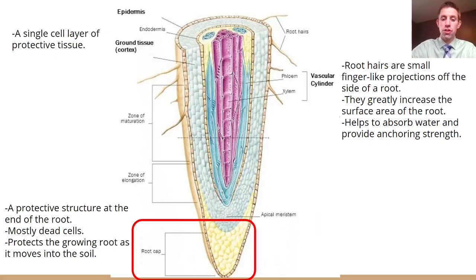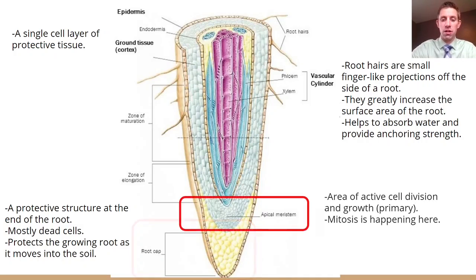Think of it, as the root pushes through the dirt and soil, there's going to be rocks and things that will cause friction. That root cap, being composed mostly of dead cells, will provide protection to the root as it gets longer. Speaking of getting longer, the apical meristem, this is the area of active cell division. So this is where mitosis is taking place, right here at the tip of the root.